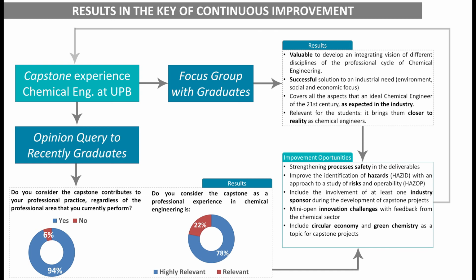Other opportunities to implement include the involvement of at least one industry sponsor during the development of the Capstone project to generate mini open innovation challenges in which the students receive feedback on the current state of the chemical sector, as well as incorporating business model projects and evaluating proposals related to, for example, circular economy and the search for carbon neutral processes and products that take advantage of biodiversity or that incorporate the principles of food chemistry. And this feedback makes it possible to continuously improve the relevance of the Capstone project in the training of chemical engineers required by the industry.